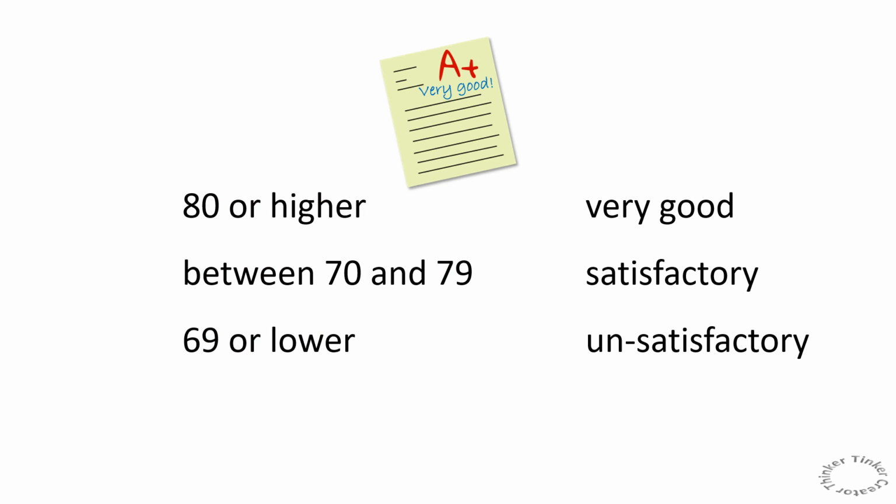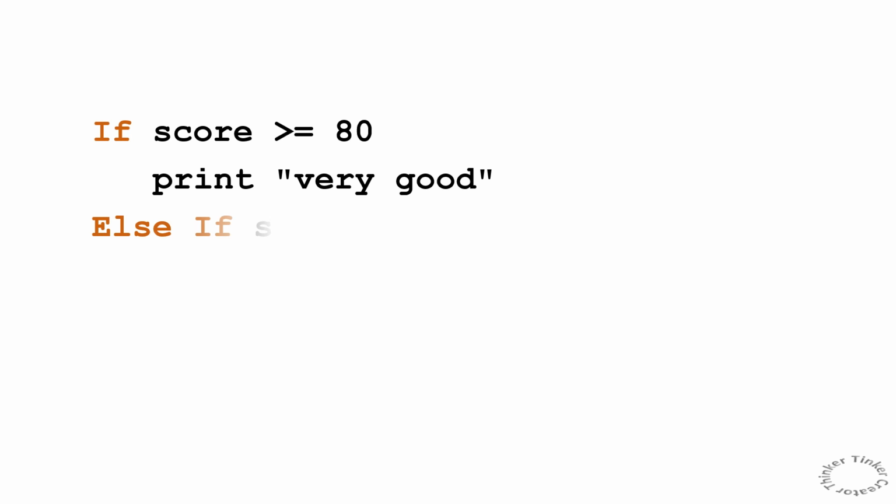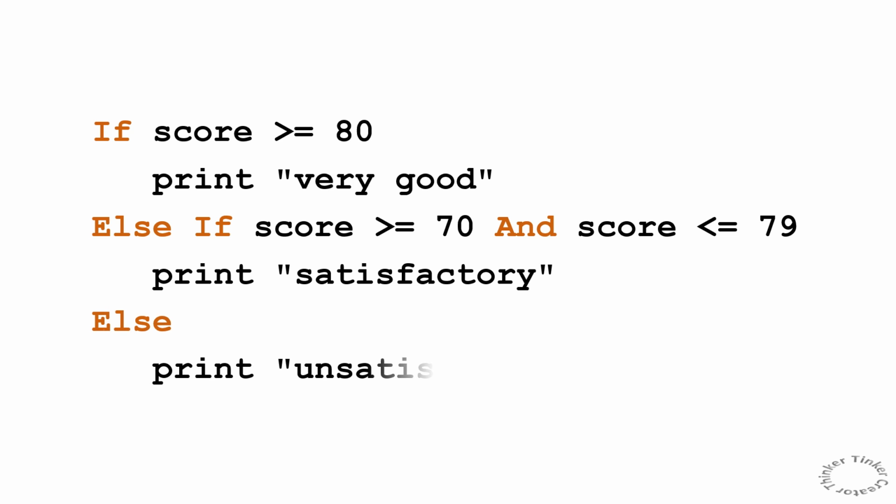Now suppose we want to add a comment based on the test score. From what we learned, we can do something like this. Notice the second line. We have a compound condition here because the score falls between two values. Let's see how this looks in a computer program. If score is 80 or higher, print very good. Else if score is 70 or higher, and 79 or lower, print satisfactory. Else, print unsatisfactory.